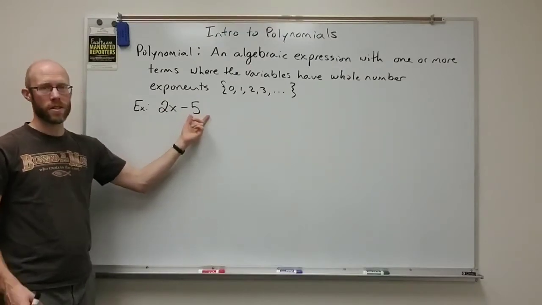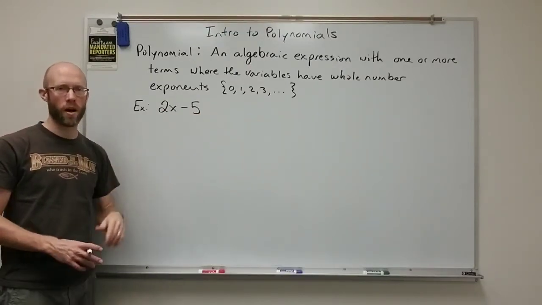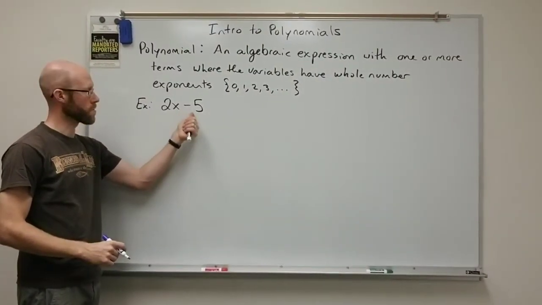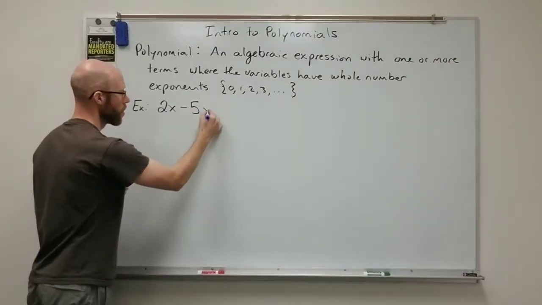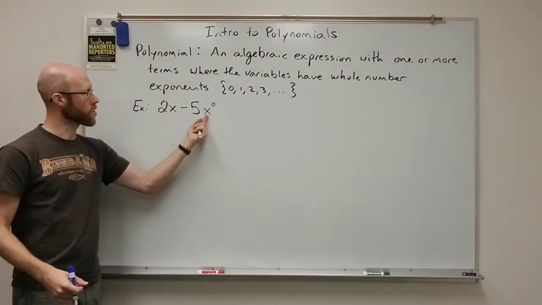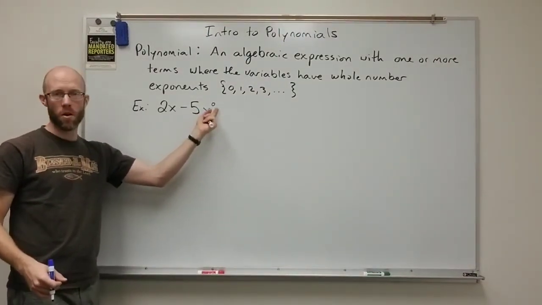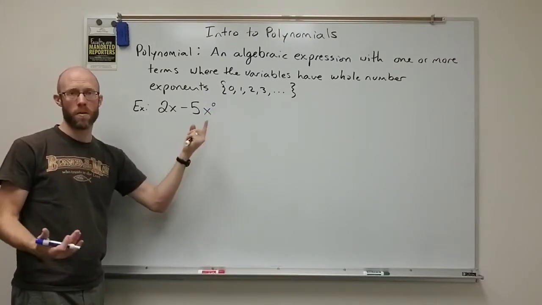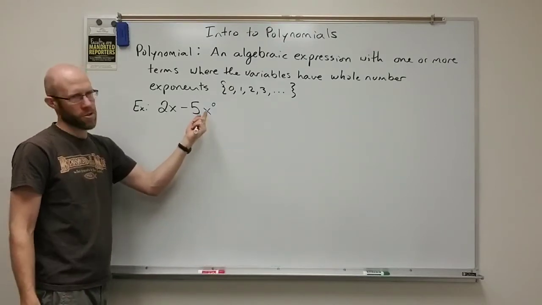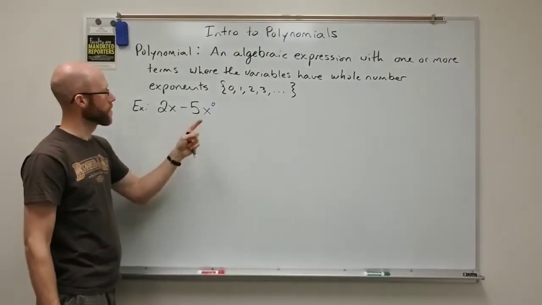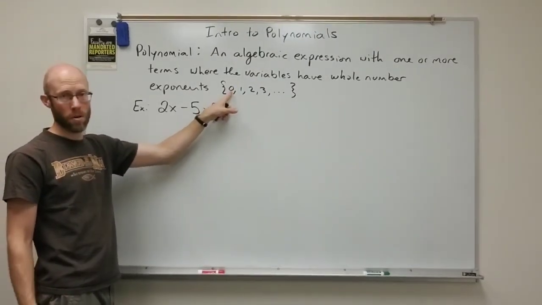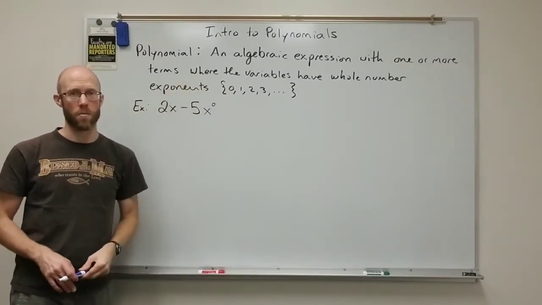The 5 technically has a variable and a power as well. It's just not written in. Remember that anytime you have something raised to the 0 power, that expression is really just 1, right? So you could think of this as 5 times x to the 0, because x to the 0 is 1 and 5 times 1 is 5. So it doesn't change anything to multiply by the x to the 0. And because the variable then has a 0 as the power, which is a whole number, it still satisfies the definition of a polynomial, okay?